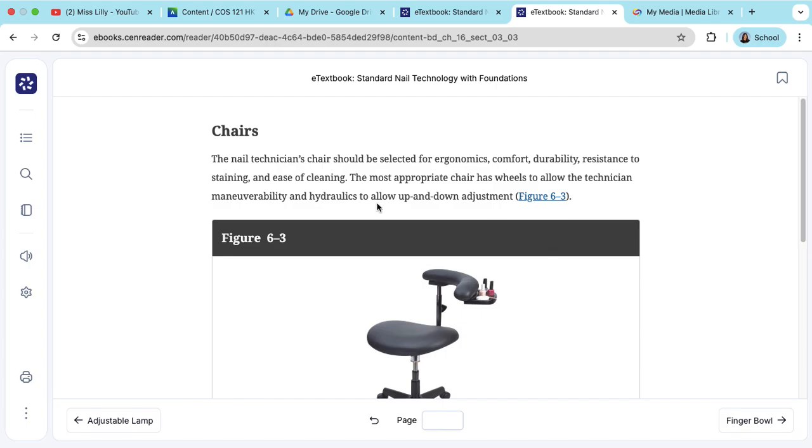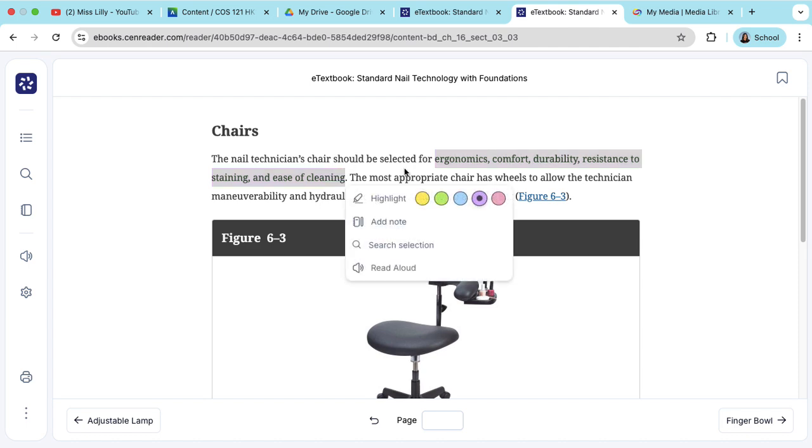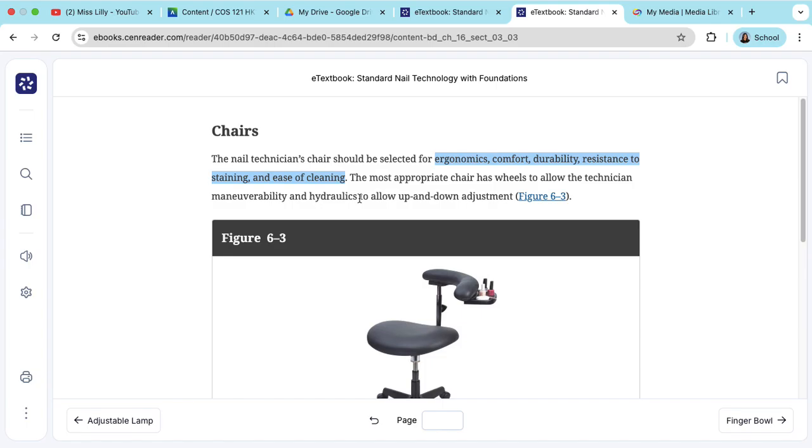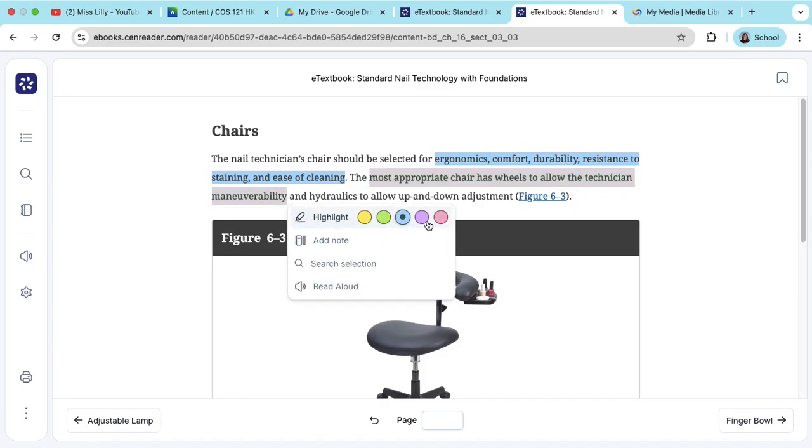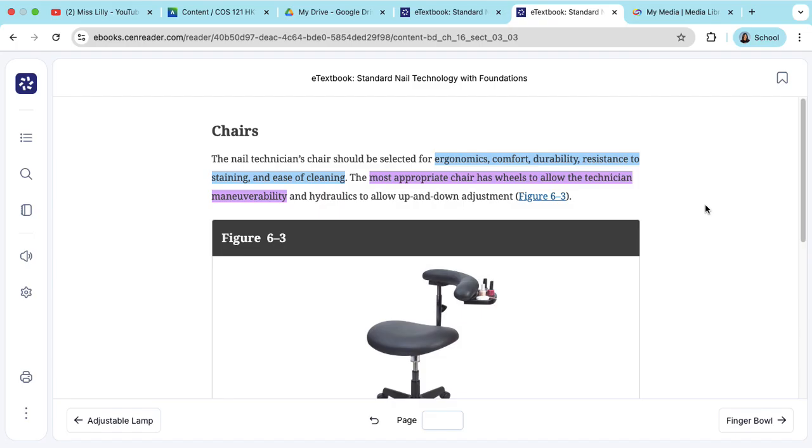We have chairs. Chairs should be ergonomic for comfort and durability, resistant to staining, and easy to clean. The most appropriate chair has wheels to allow the technician to maneuver and adjust it. So look at this. The nail technician chair should have wheels, but the client chair should not.